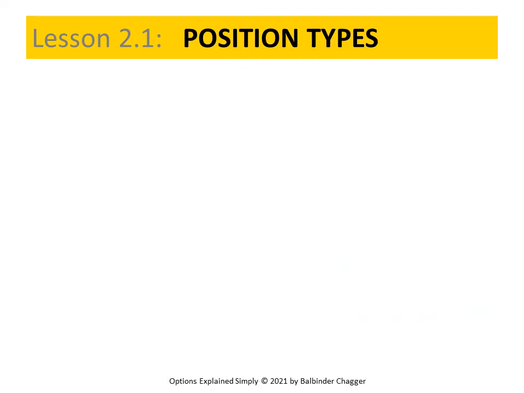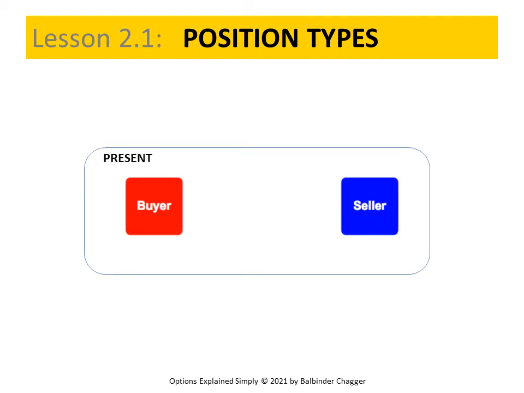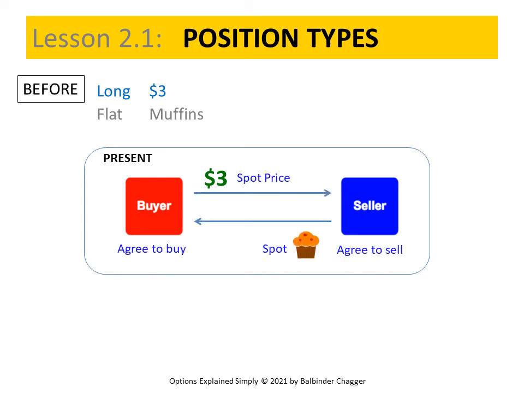Let's apply the terms long, flat, and short to some spot transactions. Let's start with the transaction we looked at in lesson 1 concerning the muffin. In this transaction, when we walked into the shop, we were long $3 and flat muffins. That is, we owned $3 and we didn't own or owe any muffins. We used the $3 to pay for the muffin. This left us being flat cash and long one muffin. In other words, we owned a muffin.